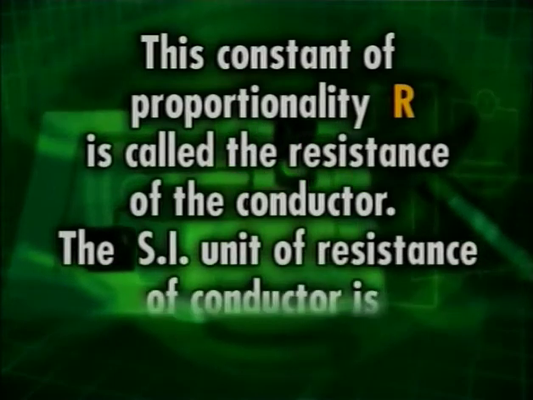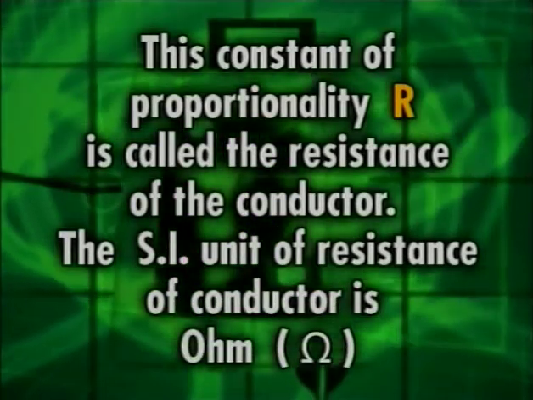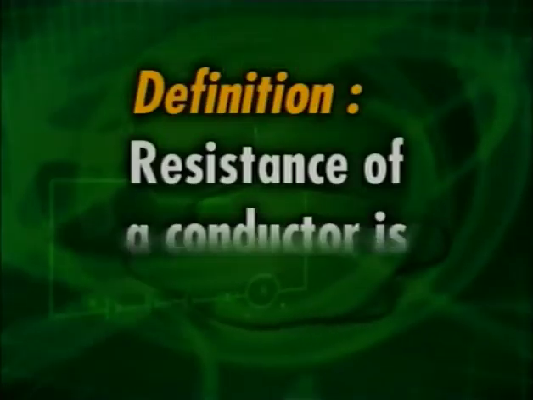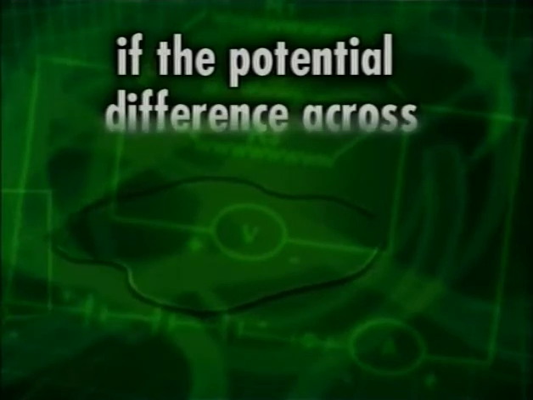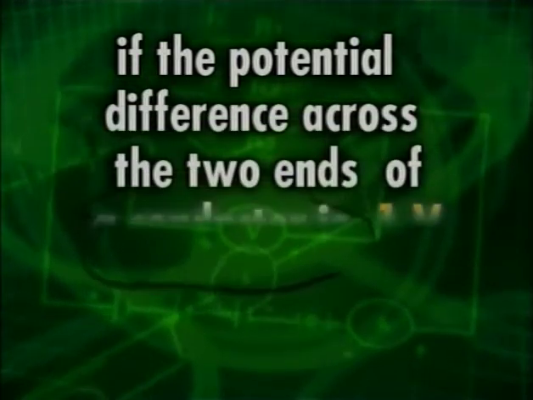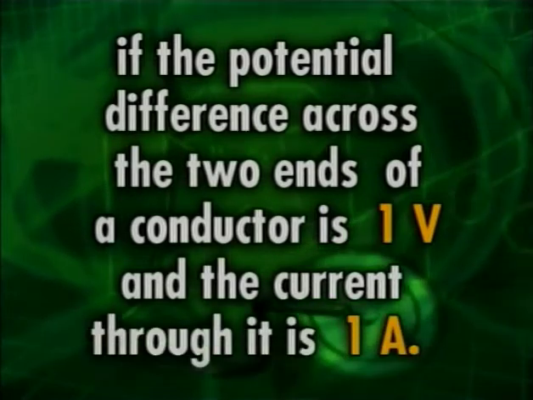The SI unit of resistance of a conductor is ohm. Resistance of a conductor is 1 ohm if the potential difference across the two ends of a conductor is 1 volt and the current through it is 1 ampere.